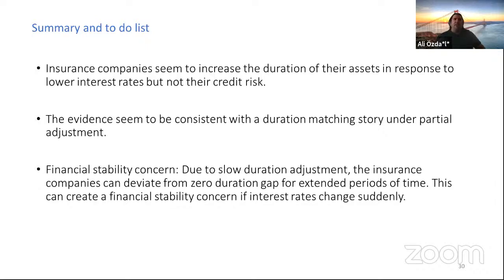In the sense that, as we have seen in the picture before, the time-varying duration of equity picture, the insurance companies can deviate from a zero duration gap for extended periods of time. How the Federal Reserve's interest rate policy will affect the health and stability of these life insurance companies will depend on whether the insurance companies have a positive or negative duration gap at the time of the monetary policy decision. So we cannot always say that you should increase interest rates if you want to create financial stability, or that lowering interest rates increases financial instability. It really depends on the duration gap position of the investors.